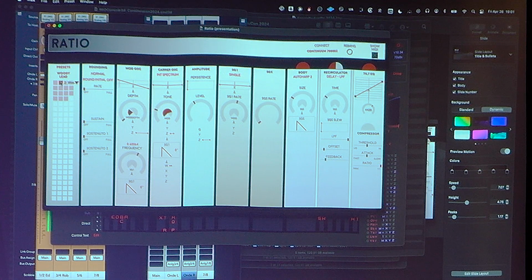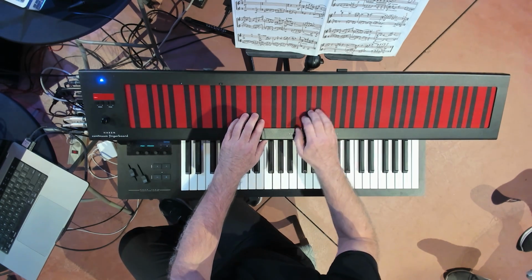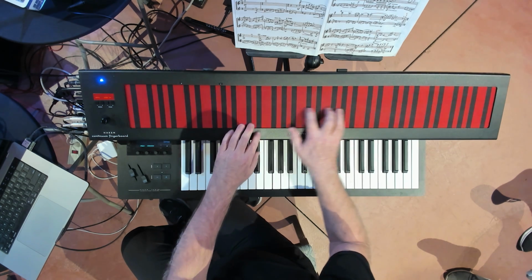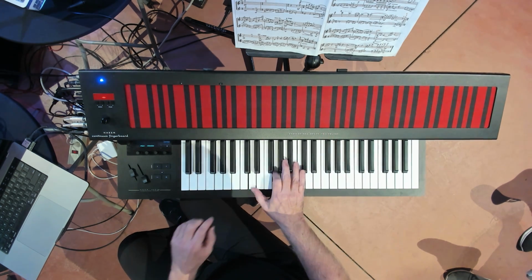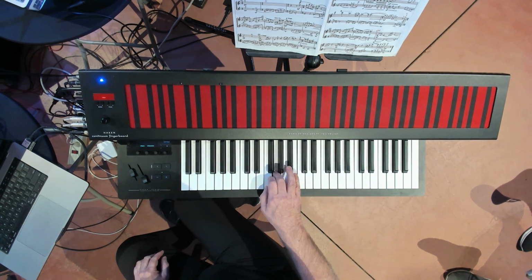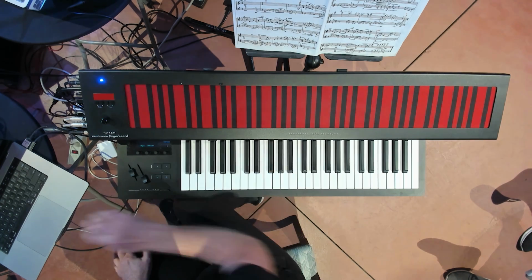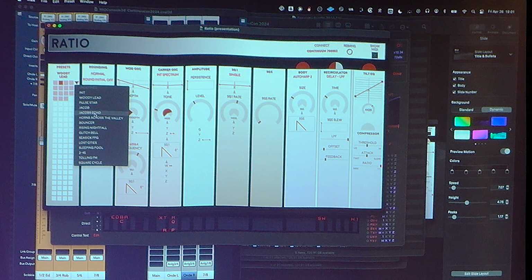Go back to my original. Okay, here's another.